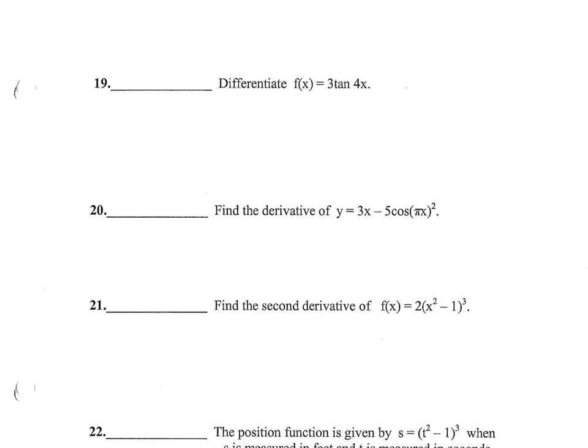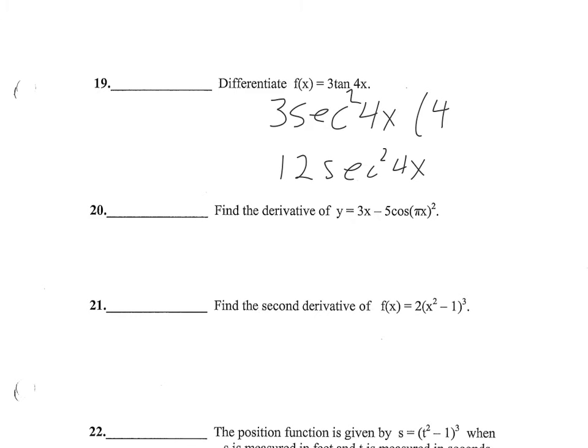Alright, so number 19, we'll say that the derivative of this is 3, and then tangent's derivative is secant squared of 4x times the derivative of the angle, which is 4, so we should get 12 secant squared 4x. Okay, there's my answer.